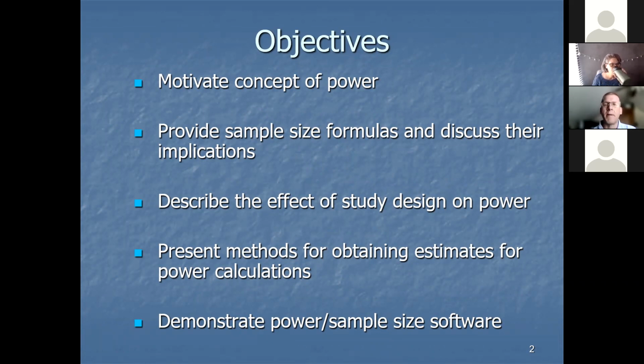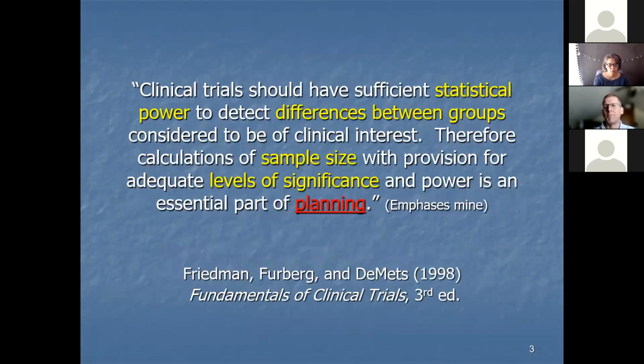I'm going to talk a little bit about some choices of study design, particularly dealing with randomized clinical trials and what that impact might be on the power. Talk a little bit about how we can actually obtain estimates that go into these calculations. And I do want to give a couple examples from the literature so you can see how this is reported and used. And if we have time, I might be able to show a little bit of some software that's available for sample size and power calculations.